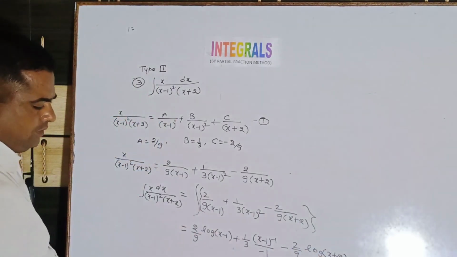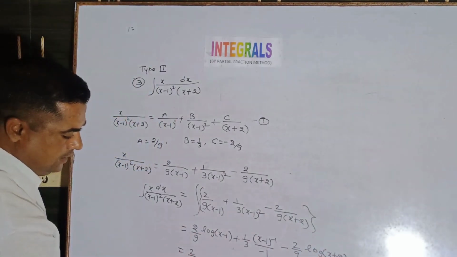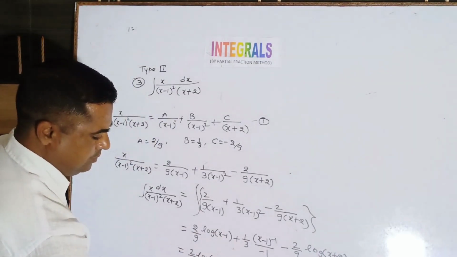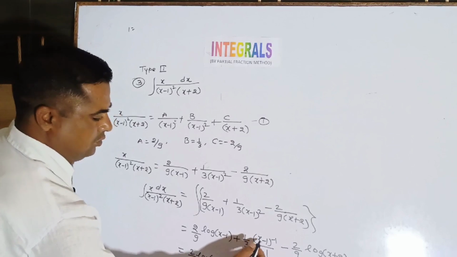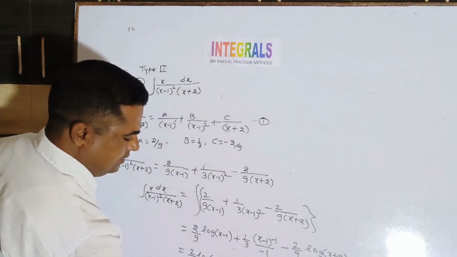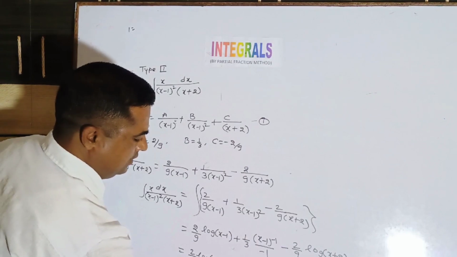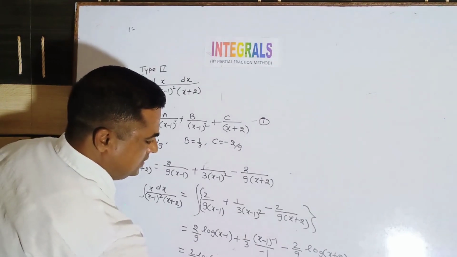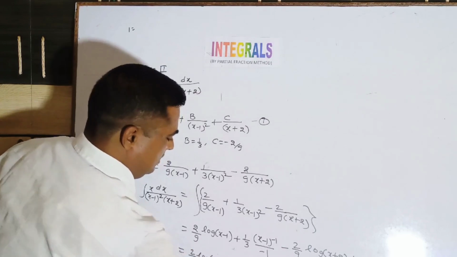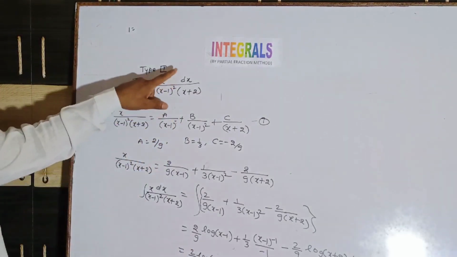So students, after solving we will get our answer: 2 by 9 log|x − 1|, and this will be plus minus minus 1 upon 3. You can take this part in the denominator. So you will write here (x − 1), and this will be minus 2 upon 9 log|x + 2| plus C. So this will be the integral of this function.